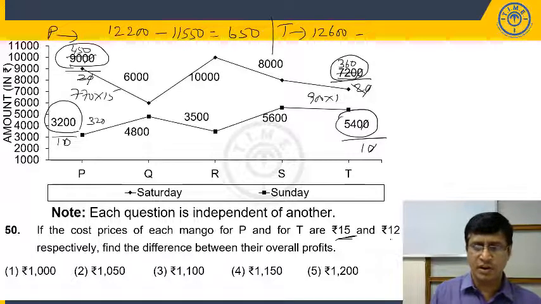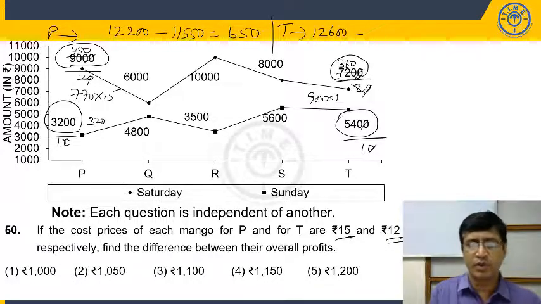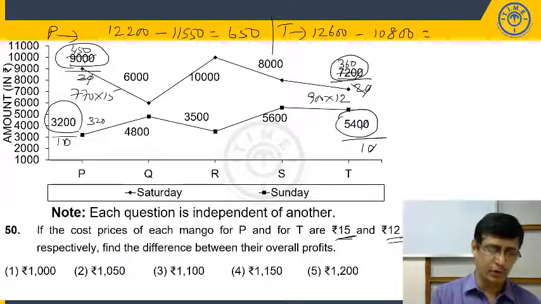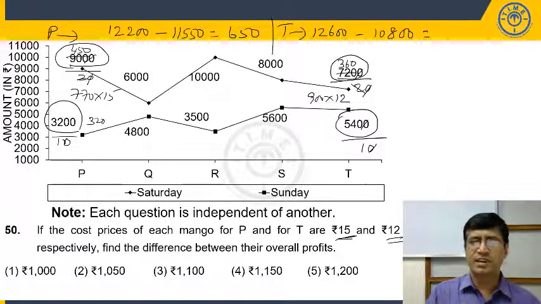900 into what is the cost of the mango? It is 12 rupees. So 900 into 12. 0 as it is 0. 9 into 12 is equal to 108. So 10,800. How much is the difference? The difference is here, it is 1800.